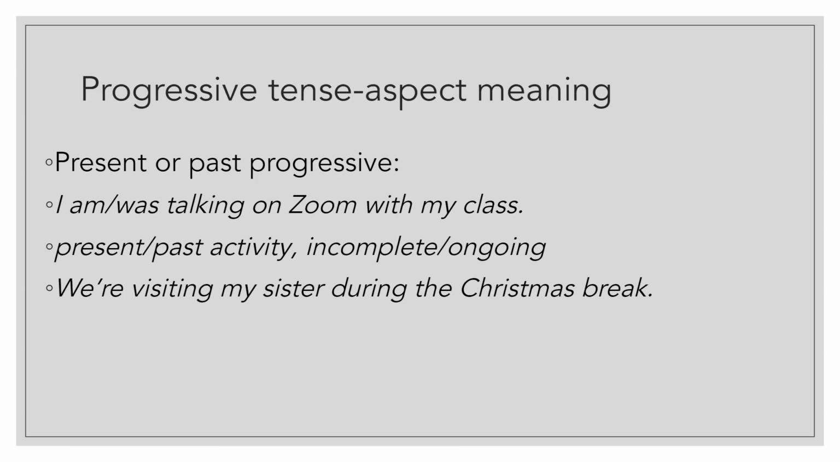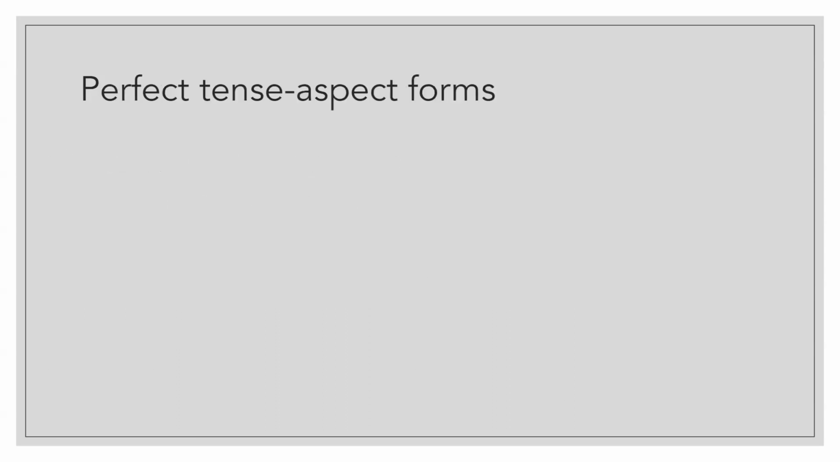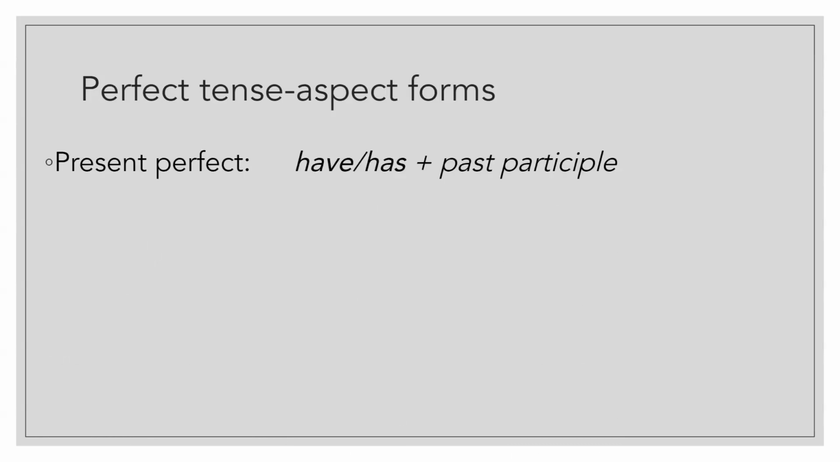Okay? We're visiting my sister during the Christmas break. What's that all about? That's going to be future plans. So sometimes we use present progressive to talk about the future when we're talking about a plan, right? We are going to visit my sister. We are planning on visiting my sister. So, future plans. The perfect tense aspect has all different kinds of meanings.